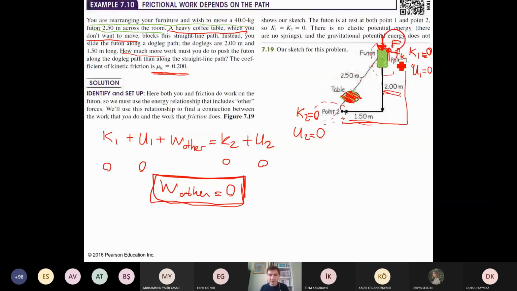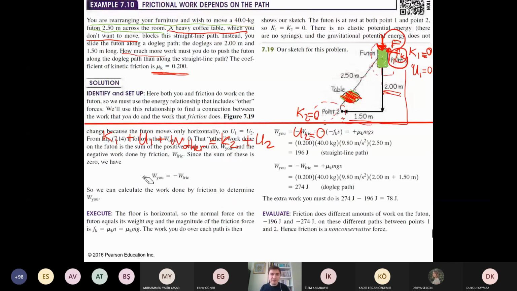Let me clean this part. Since V other is 0, because all of these terms are 0, then V other is 0. Then what do we have within the V other? Within the V other, we have these terms: the work done by the push force you apply on the futon, plus the work done by the friction. And it is 0. Then you can get this expression.